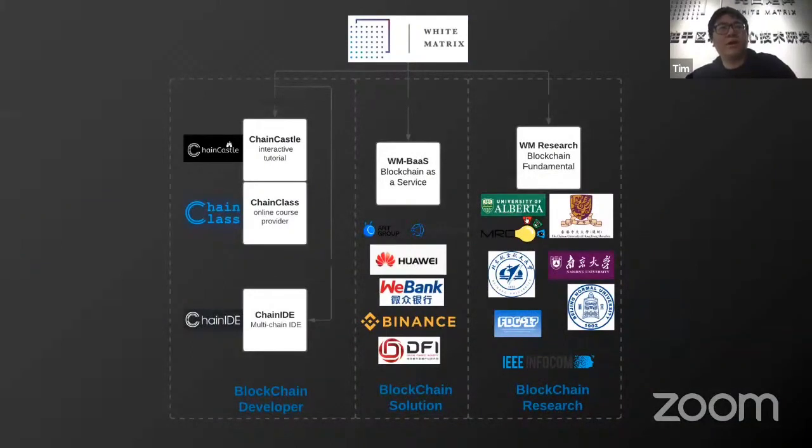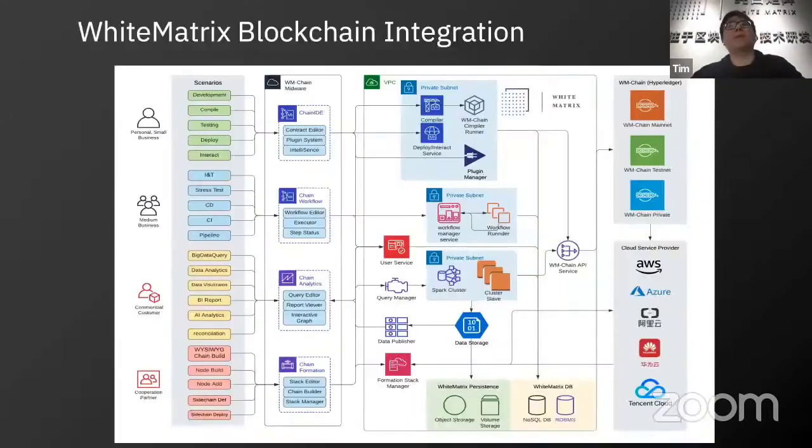Here, like white matrix not only provides the tooling of ChainIDE, it also has some other tooling like BAS, which is blockchain service, and also Course Chain Classes, which is basically the MOOC course platform you guys are currently using, and also Chain Castle, which is an interactive tutorial for multiple blockchain smart contract development. And also we have very in-depth blockchain integration with different blockchains. So we provide the tooling not only for developers, we also provide analytics tools, workflow tools and resource management tools for different people like developers, business analysts, and also DevOps.